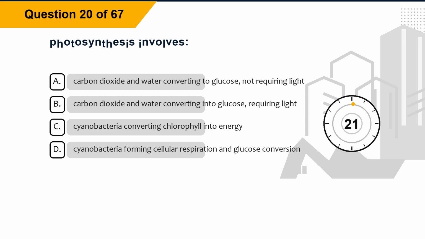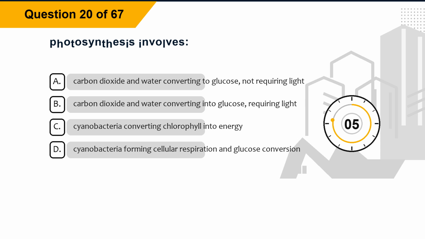Question 20. Photosynthesis involves option A, carbon dioxide and water converting to glucose, not requiring light. Option B, carbon dioxide and water converting into glucose, requiring light. Option C, cyanobacteria converting chlorophyll into energy.